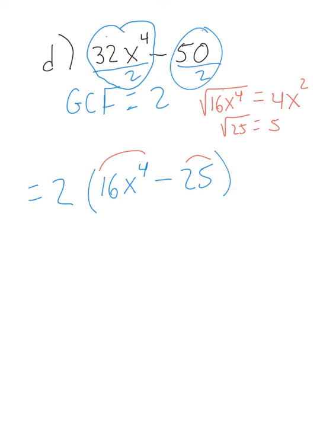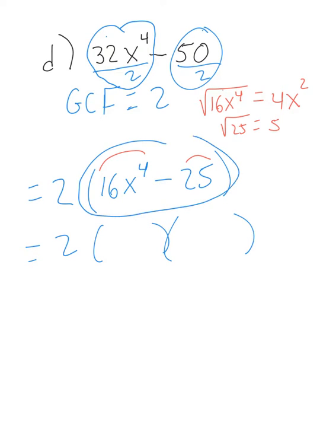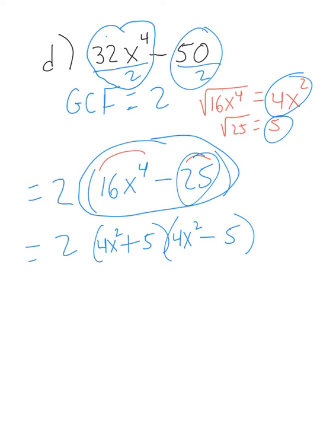So let's go ahead and put it all together. So bring down the 2, it's still in front. And we're focusing on factoring the 16x to the fourth minus the 25. It's difference of perfect squares yet again, so we have a plus and a minus. The square root of the first term was 4x squared. It goes in the first spots of the parentheses. The square root of the 25 was 5. The square root of the last term goes in the last spots.